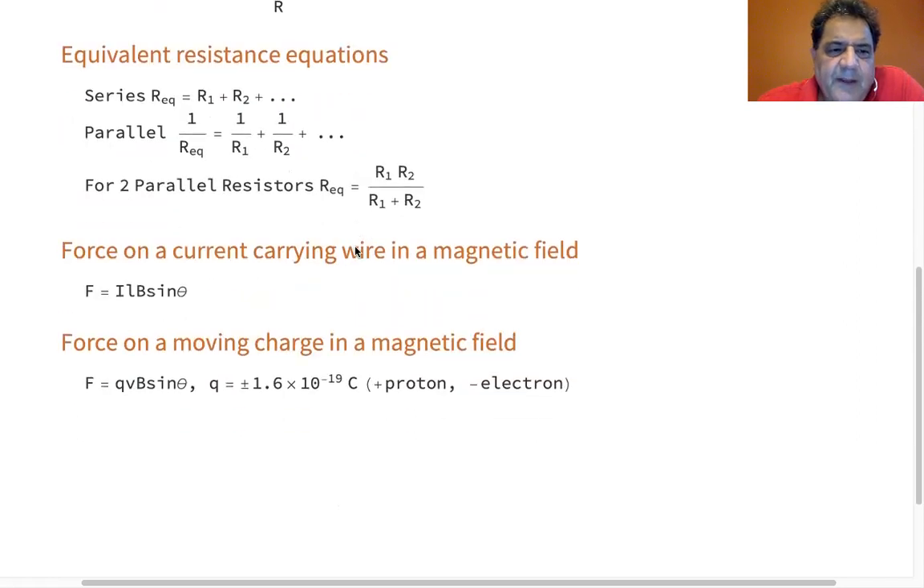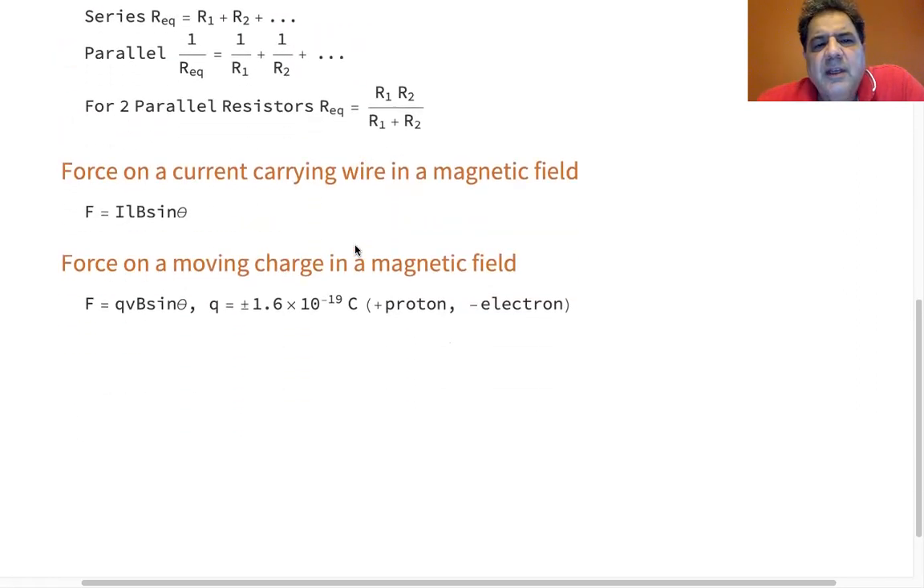Okay. The force on a current carrying wire in a magnetic field, the force is equal to ILB sine theta. One thing I didn't put in here, if you have two current carrying wires in close proximity to one another, and the current is in the same direction on both, there's an attractive force between the wires. If they're inverted, there's a repulsion. They repel one another.